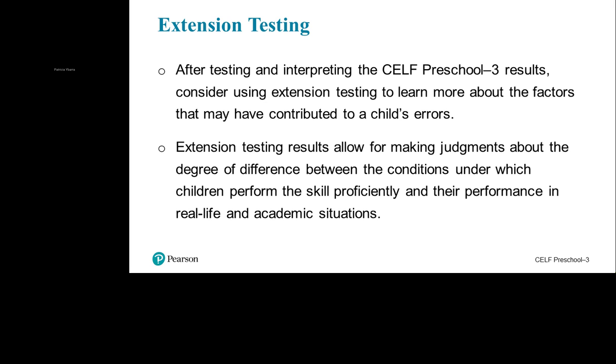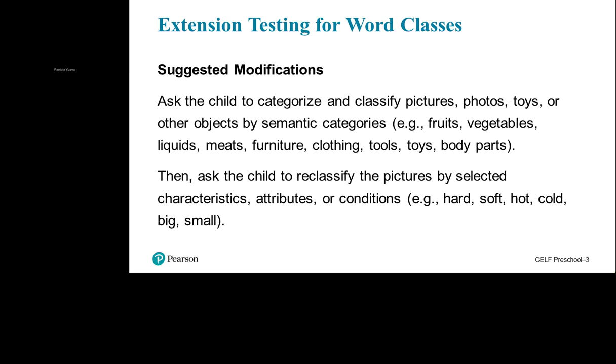The results of extension testing allow for making judgments about the degree of difference between the conditions under which the child performs the skill proficiently and his or her performance in real life and academic situations. And so in the manual, there are suggested activities for extension testing for each subtest. And here's an example of extension testing activities for the word classes subtest.